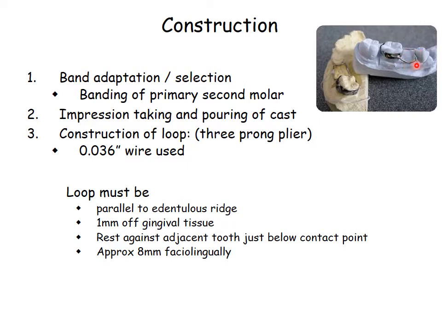The loop must be parallel to the edentulous ridge, and it should be 1 mm away from the gingival tissue. The rest, what you see here on the adjacent tooth, adjacent to the space, should be below the contact point. And the facial-lingual distance should be approximately 8 mm, because this is the approximate diameter of the permanent first premolar. So this space provides for the permanent first molar to erupt into the oral cavity.